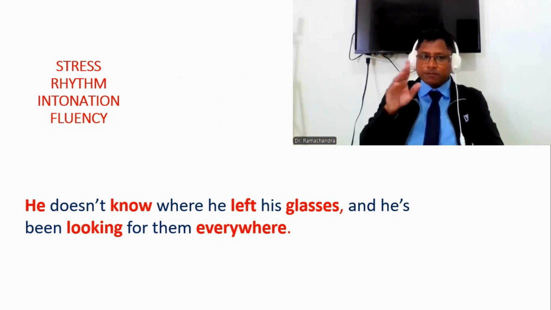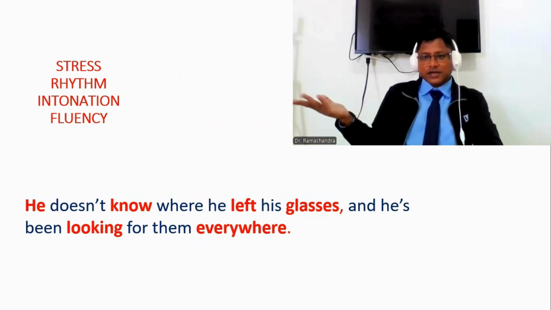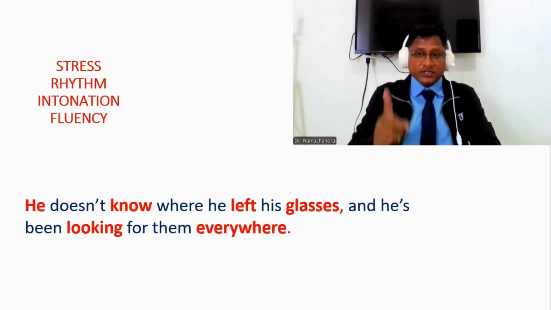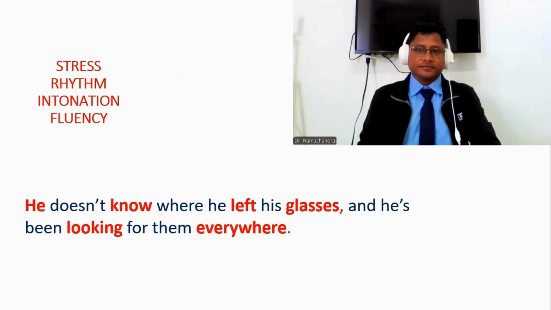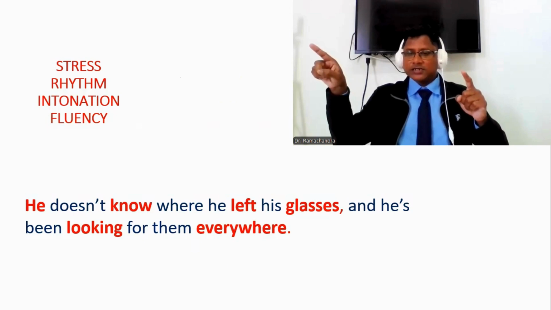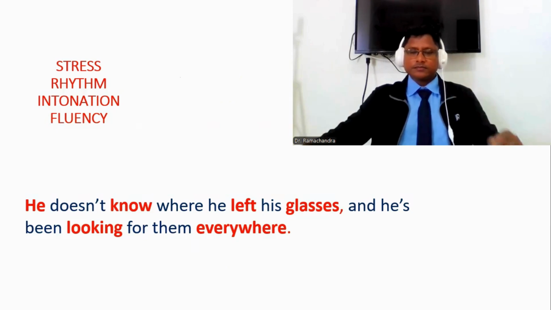But we break. He doesn't know where he left his glasses. He's been looking for them everywhere. We break like that. We should not break the sentence. See, that means the fluency is missing because of that. So all non-native speakers should follow this: stress, rhythm, and intonation for getting fluency and global intelligibility, as I mentioned before.